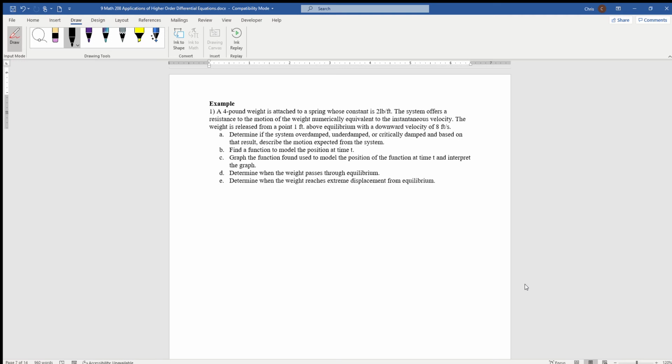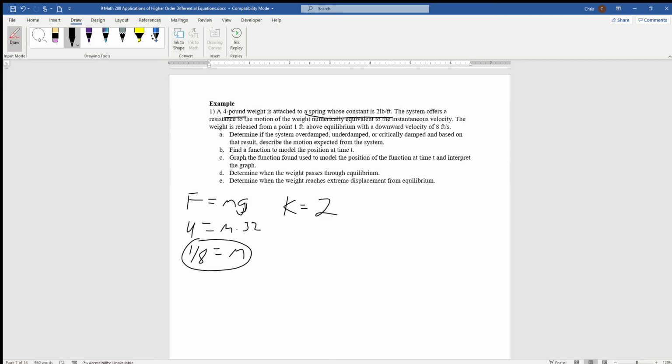Let's first try to pick apart the problem and find k and m. We know we have the formula F equals ma, or F equals mg in this case. Since we're in feet and pounds, g is 32. The force is 4 pounds, so we get 4 equals m times 32, or in this case 1/8 is equal to m. We're going to hold on to that. The spring constant k is given to us immediately as 2 pounds per foot.